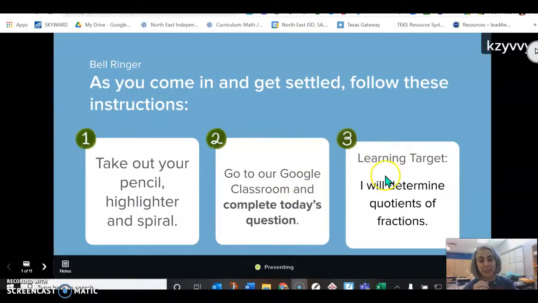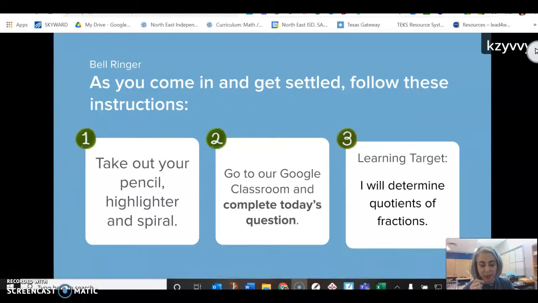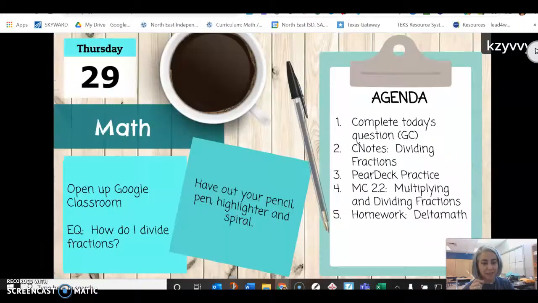And today's learning target, it is different. We're going to do something new today. We're going to determine quotients of fractions. And the word quotient simply means to divide. Okay, so we're going to divide fractions today, and I think you're going to like it.